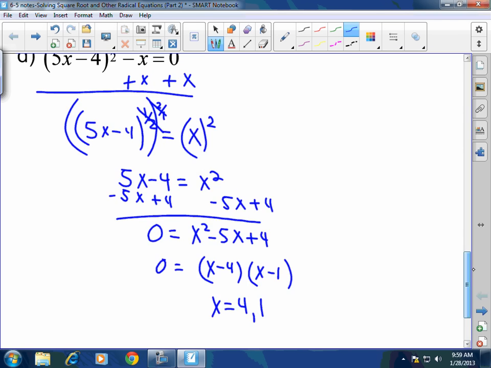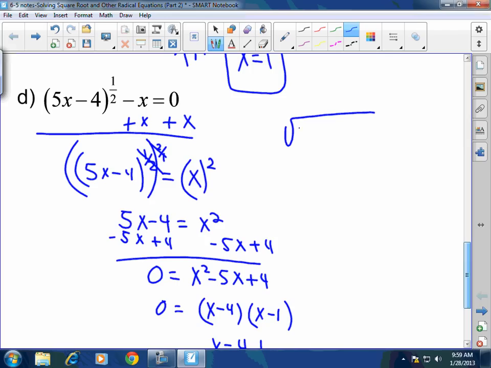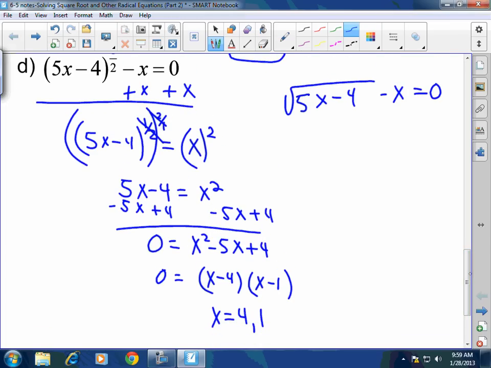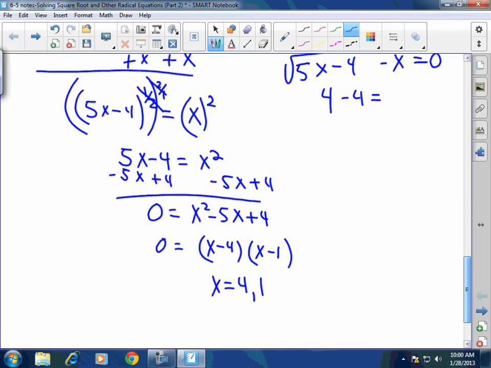We have got to test it though. So we're looking at 4 and 1. So I've got the square root of 5x minus 4 minus x that has to equal 0. The first one is 4. 5 times 4 is 20. 20 minus 4 is 16. So the square root of 16 is 4, minus the 4 does equal 0. So 4 works.